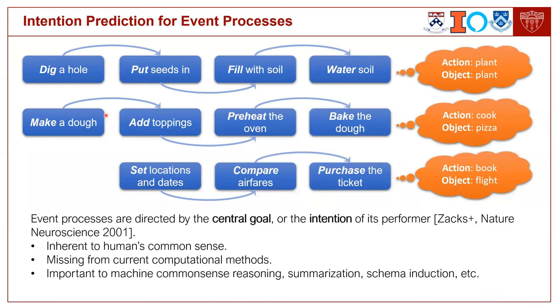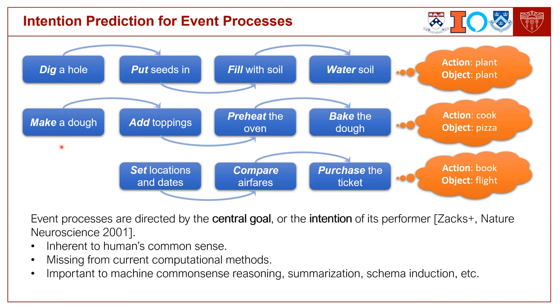So naturally, we can say that the intention prediction problem, although previously tackled on single events, could also apply to event processes as well. That is actually suggested by cognitive studies, which tell us that a process of events is always defined by the central goal or the intent of the performer. For example, when we see the process of digging a hole, then filling the hole with soil and watering the soil, we humans can easily tell that this should be the process which leads to the central goal, planting a plant or growing a garden or something similar, right?